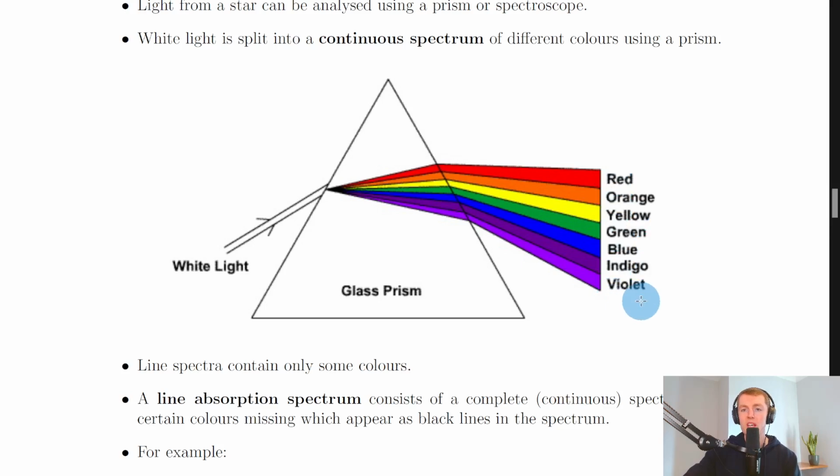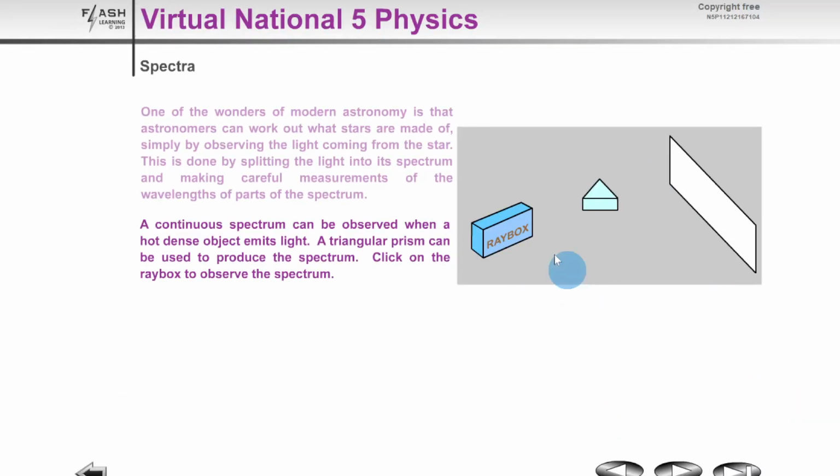And this is what we call a continuous spectrum because we get all of the colours of the visible spectrum produced. And I'll just show you a quick simulation to help you visualise this. So if you have a look at the simulation here, we've got a ray box which can shine white light on our triangular glass prism, and then we've just got a white screen at the side to see the result. So if I turn on the light from the ray box, you'll see the white light is emitted and it hits the triangular glass prism, and then this is split into the different colours of the rainbow, where red is refracted the least and violet is refracted the most.